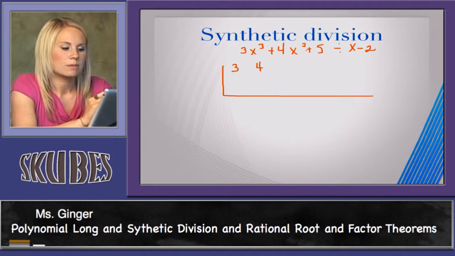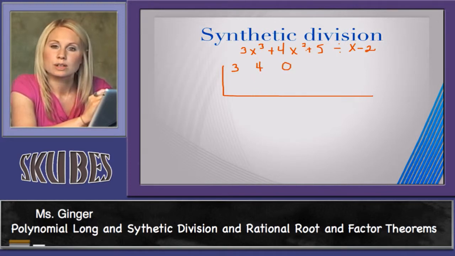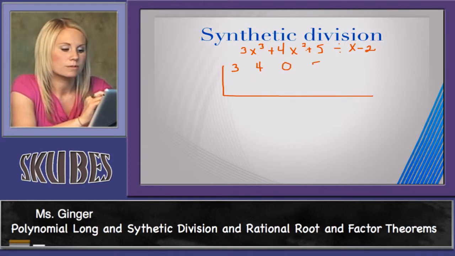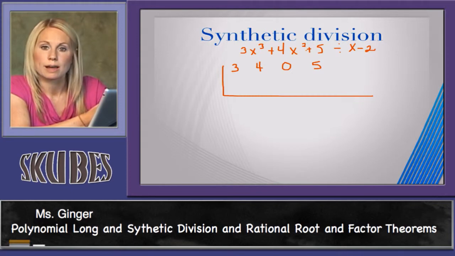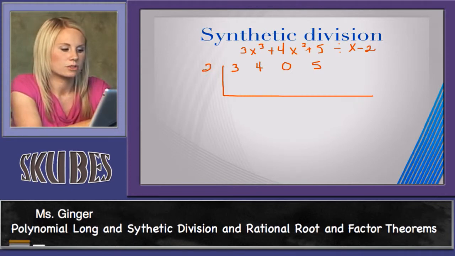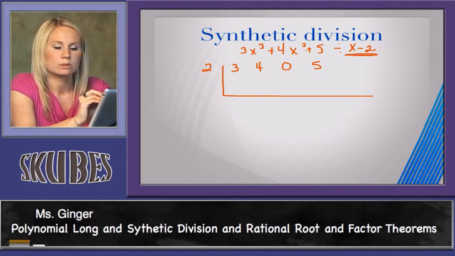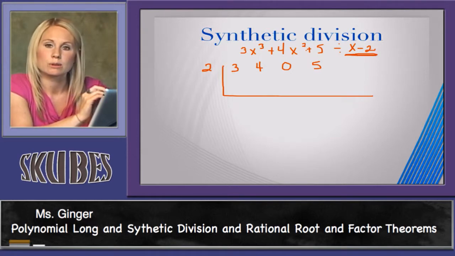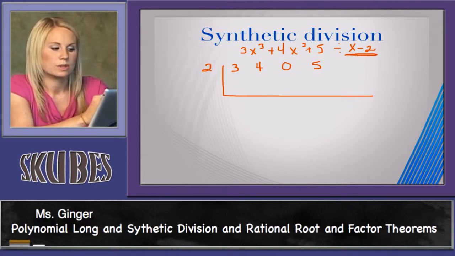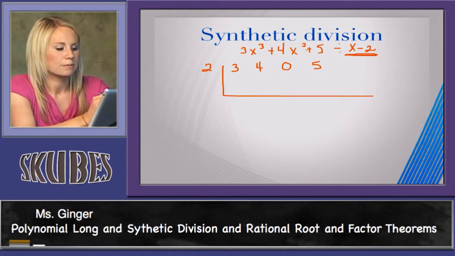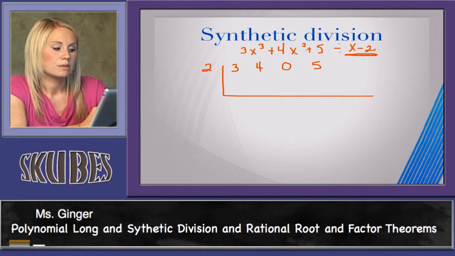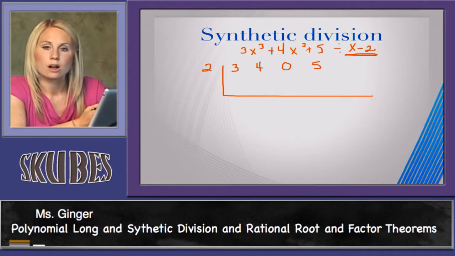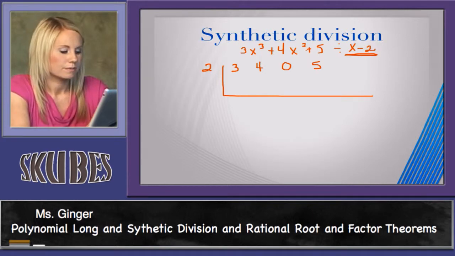We need to do the same thing we did last time, filling in a 0 for any terms that are missing in order in standard form. And then instead of writing the factor on the outside of the bar, we're going to write the root that would come out of that factor, which is positive 2. If I were to set x minus 2 equal to 0 to find that root, x would equal 2. So that's what we want to put on the outside there. Synthetic division is just a process of multiplying and adding down each column until you reach the end.